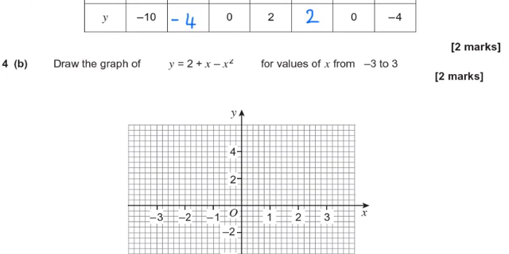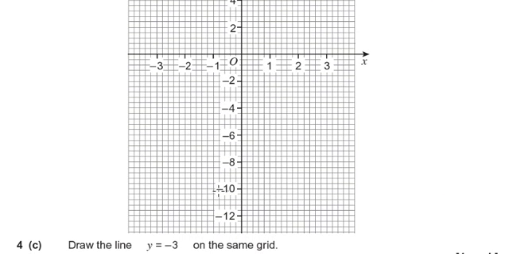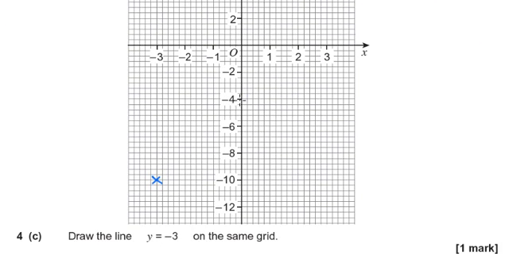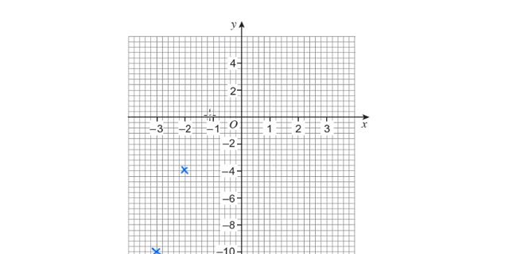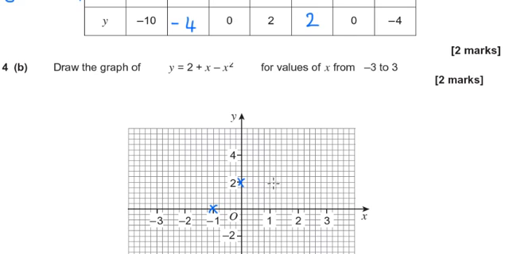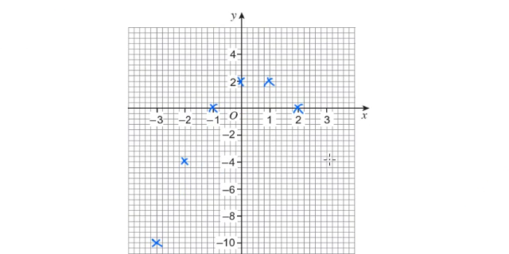Part B then wants us to draw these coordinates on our grid. So -3, -10 is there. Then we've got -2, -4, so that is there. -1, 0. 0, 2. 1, 2. 2, 0. And 3, -4. There.